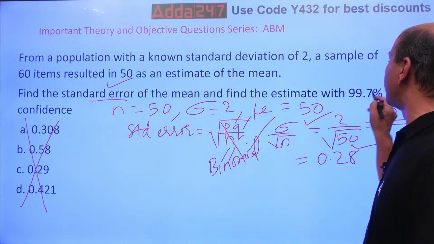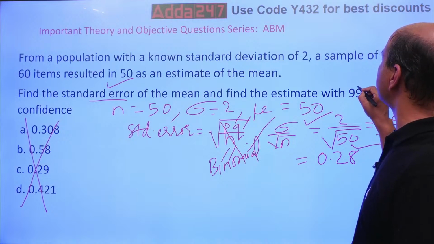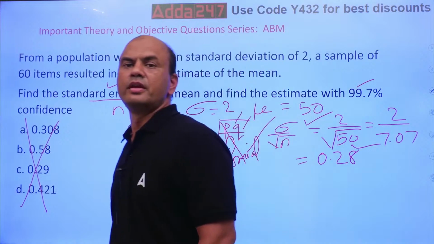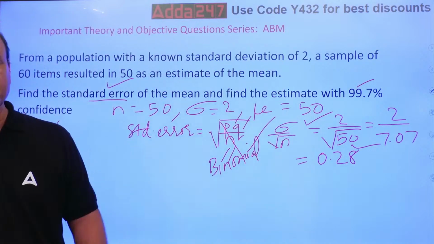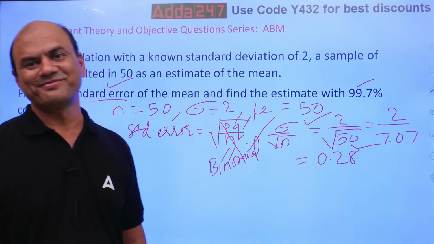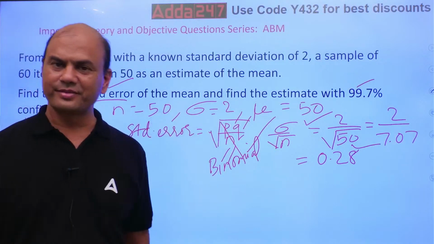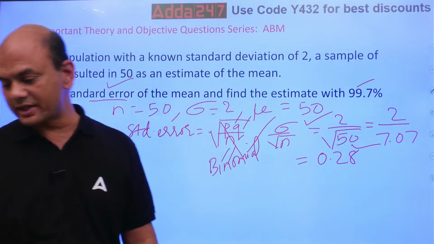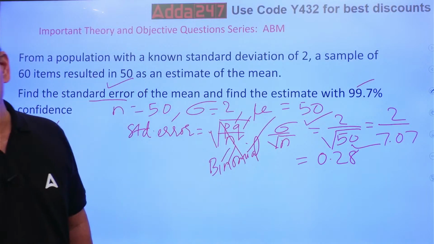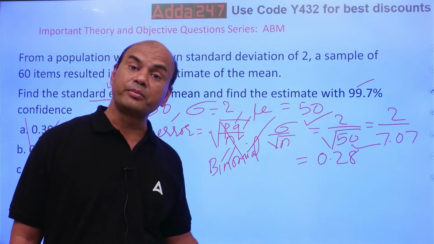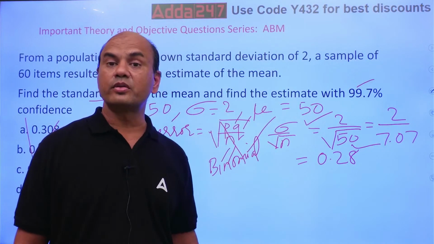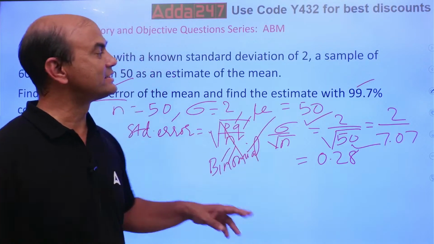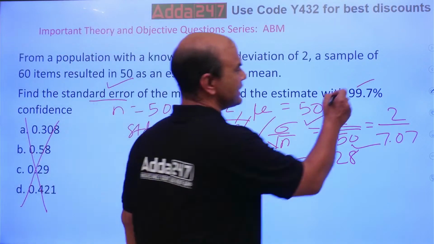Find the estimate with 99.7% confidence. 99.7 means how many standard errors? 68.3 was 1. It's not 68, it's 68.3 for 1. Second is 95.5. Third is 99.7, which is 3. So here you will be requiring 3 standard errors.